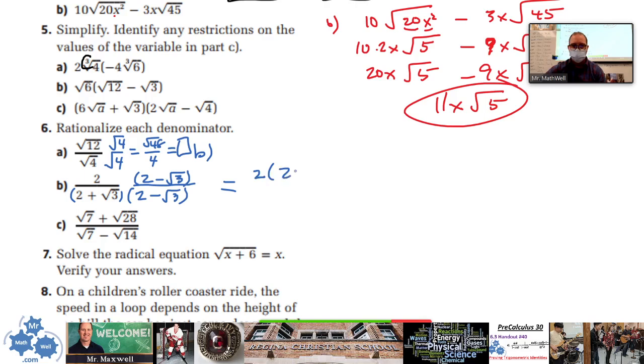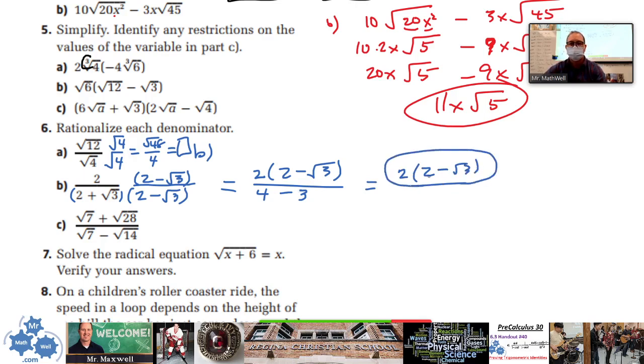So I'm going to have 2 times 2 minus root 3. I'll leave that as factors up top. And on the bottom, if I do a FOIL method here, I'm going to get 4 minus 2 root 3 plus 2 root 3. Those are canceled out. Minus root 3 squared, which is just minus 3. So I'm going to have 2 times 2 minus root 3 all over 1. Or here's my answer. Okay, so the denominator is now rational. It's rationalized. That's perfect.